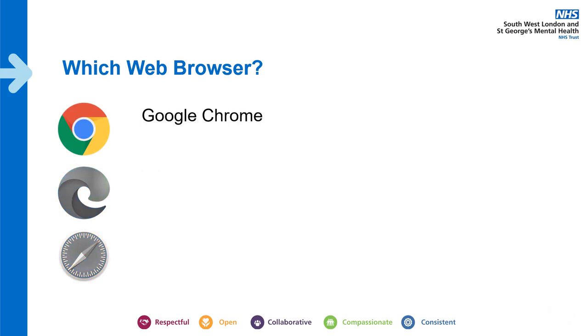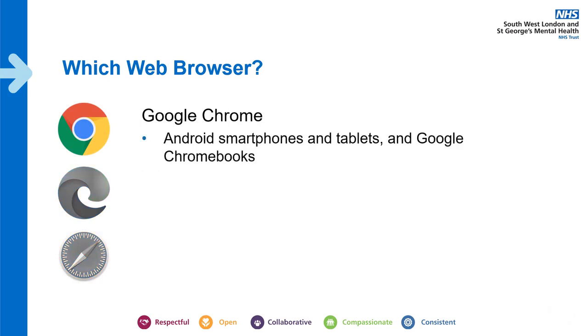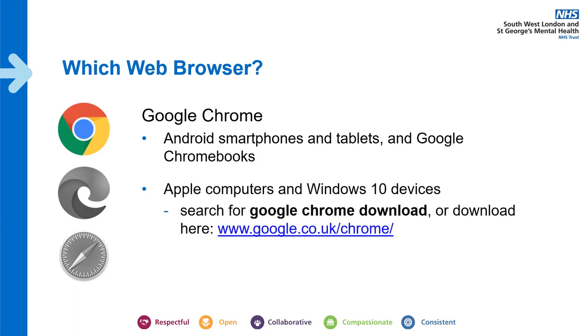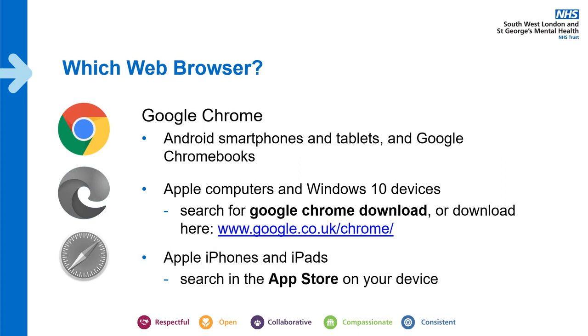Google Chrome comes installed as standard on almost all Android smartphones and tablets, as well as Google Chromebooks. It is available for Apple computers and Windows 10 devices. Just search for Google Chrome Download online, or go to the link shown on screen. It is also available for iPhones and iPads. You will be able to download and install it from your App Store.